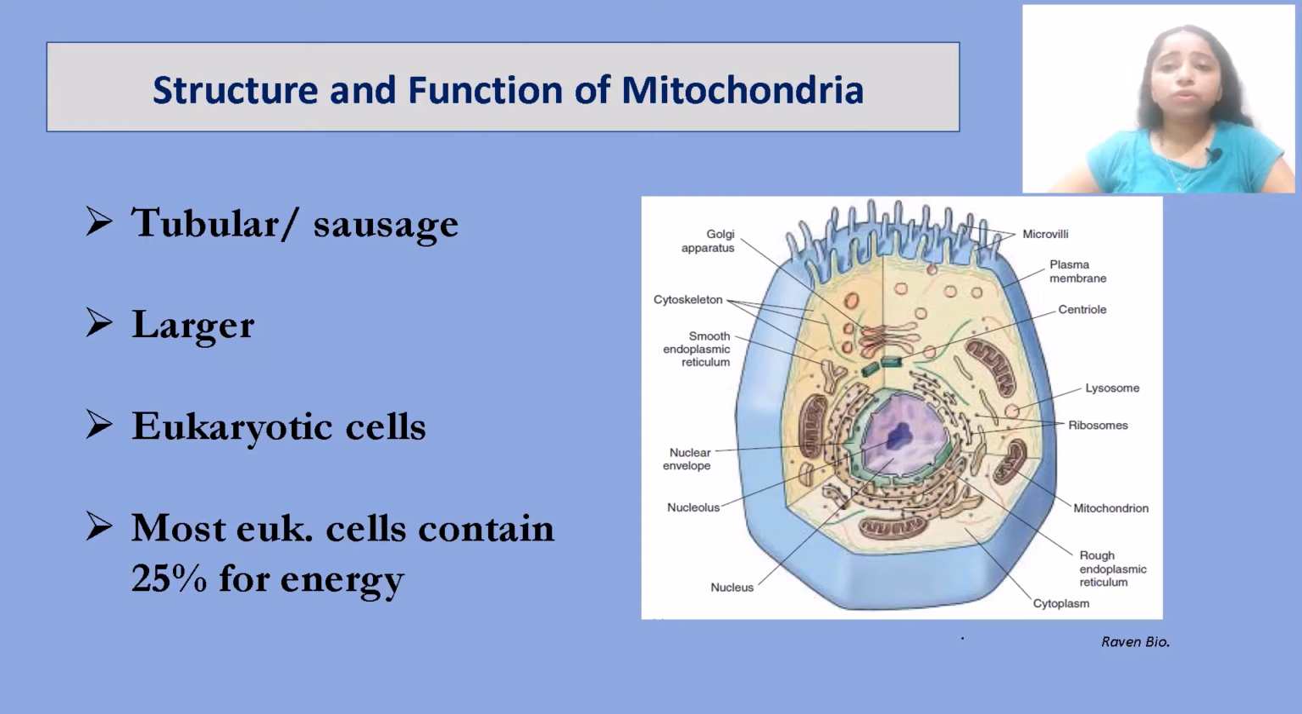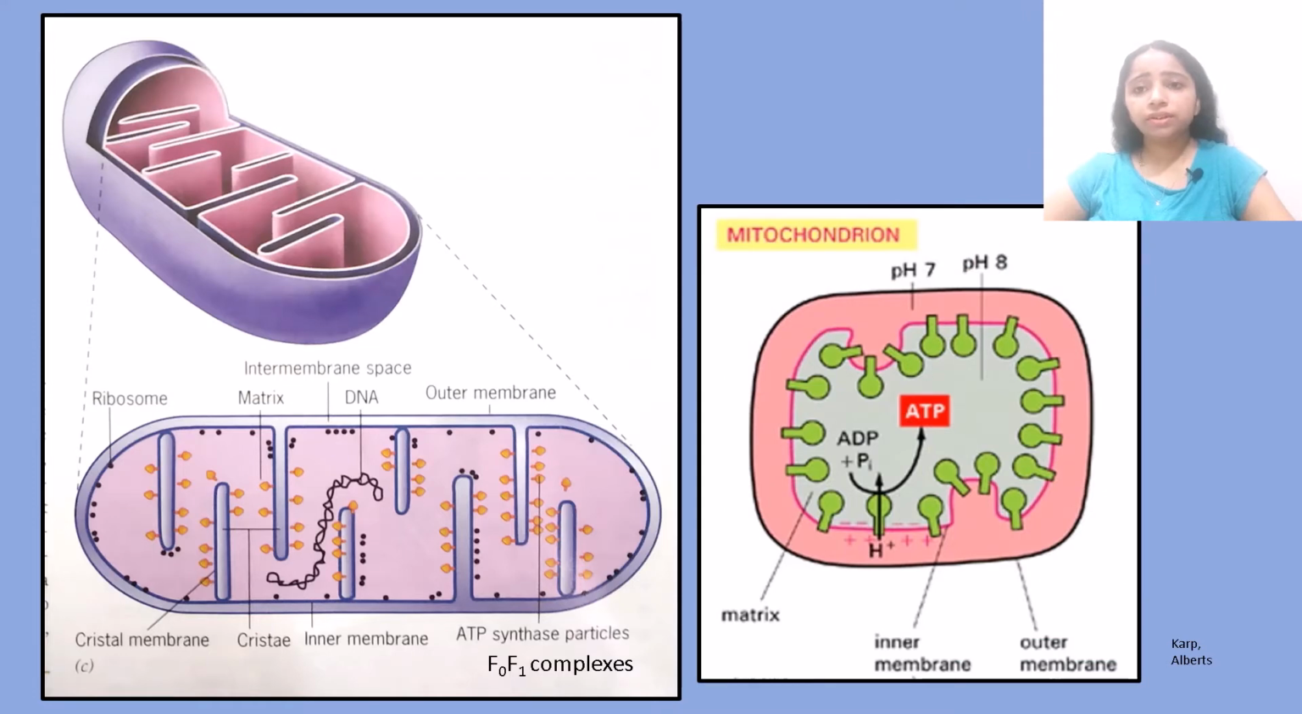Mitochondria are also called the powerhouses of the cell because they are the principal sites of ATP synthesis, and most of the ATP which a cell needs comes from mitochondria. Now coming to the structure of mitochondria. Here you can see the 3D and 2D structures of mitochondria.